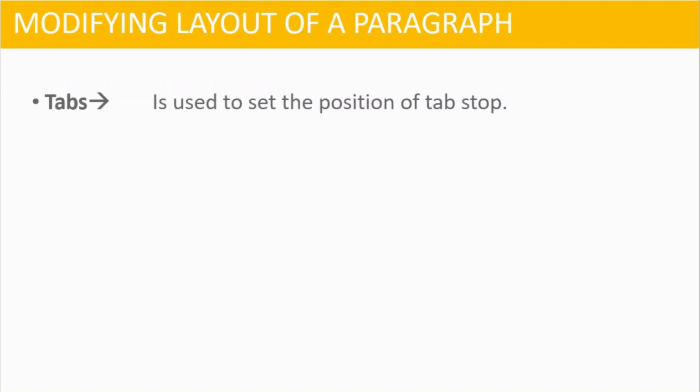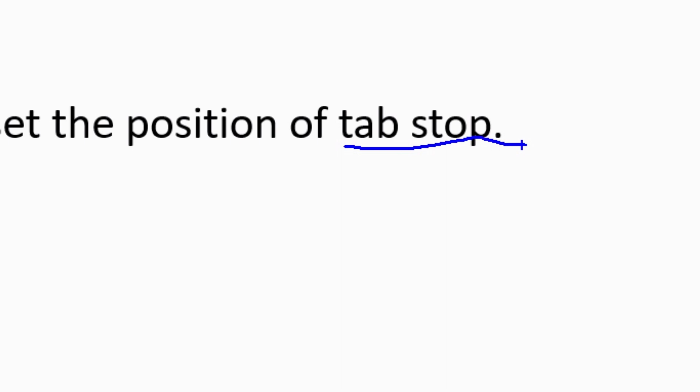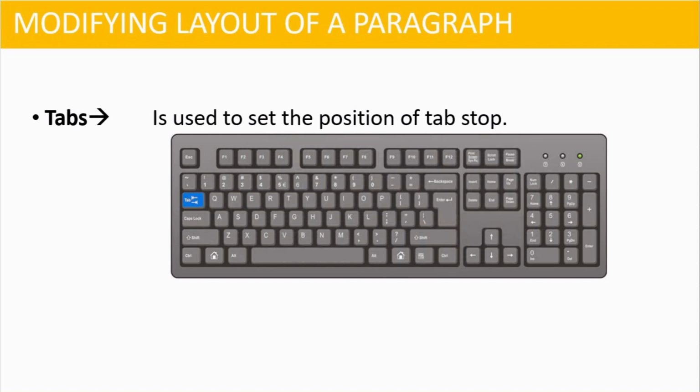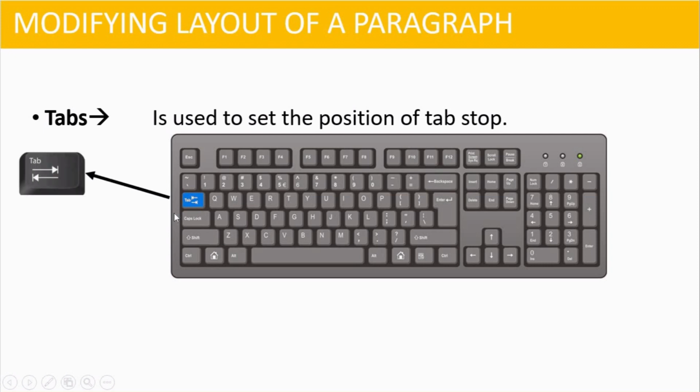What are tabs basically? Tabs are used to set the position of tab stops. Now again the question arises, what is a tab stop? A tab stop is a position where your cursor stops when you press the tab key of the keyboard. See this image of a keyboard. Here on the left side of the keyboard we find the tab key. Whenever you press the tab key while typing in any editor, your cursor jumps a number of spaces defined by the software. By default its value is set to 5 spaces.